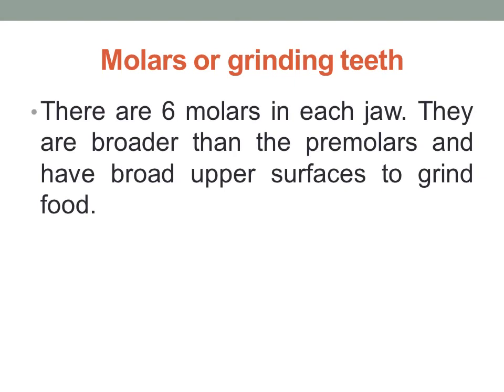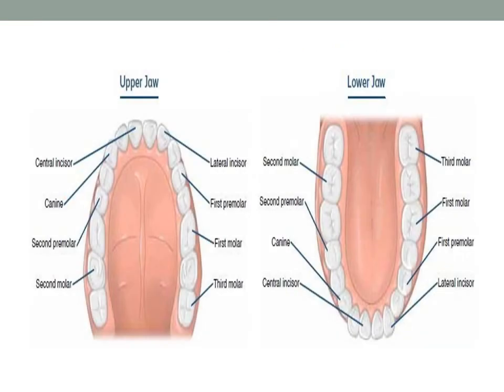Next is molars or grinding teeth. There are 6 molars in each jaw, upper jaw and lower jaw. They are broader than the premolars and have broad upper surfaces to grind food. Like here you can see in this picture, upper jaw and lower jaw.